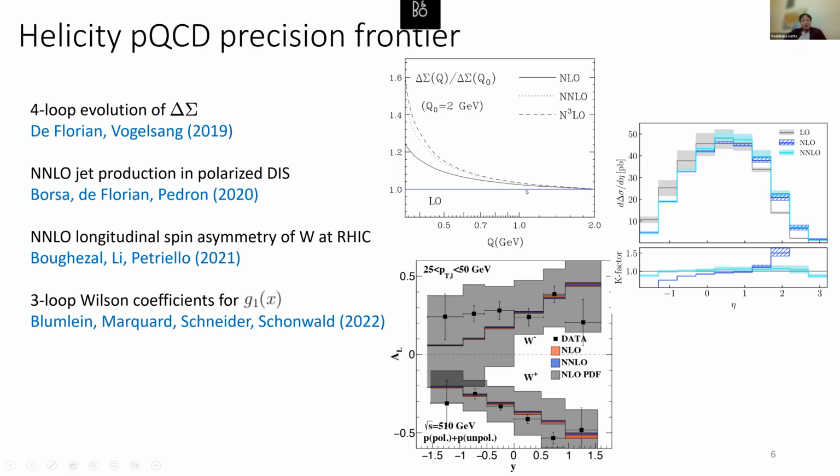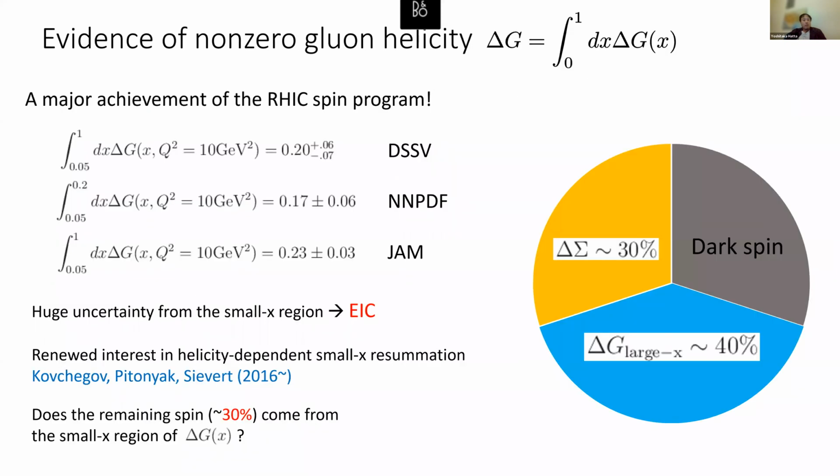But in the large Q region, the Q square dependence is a bit weak. But maybe this is specific to delta sigma, because it is known that delta sigma has a very weak Q square dependence, at least in the large Q region. And I think it's more steep for delta G, but I cannot show you. I don't have the plot right now.